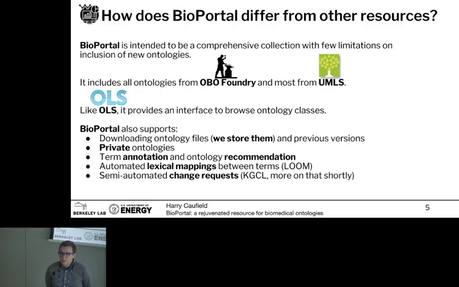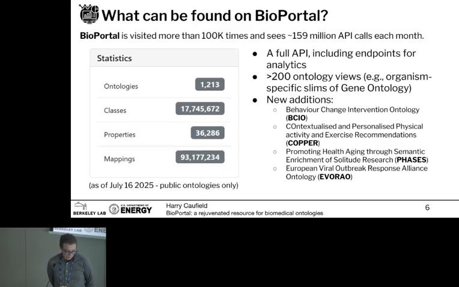Again, these are very important to being able to search ontologies and find the term that you're looking for in the context that you're looking for. But then more recently, I'd be remiss if I didn't mention the Loom lexical mappings that are also present in BioPortal and map terms across those ontologies. But I'll also talk about some of the more recent ways in which we've made BioPortal a unique resource, including semi-automated change requests with this thing called KGCL, or the Knowledge Graph Change Language.